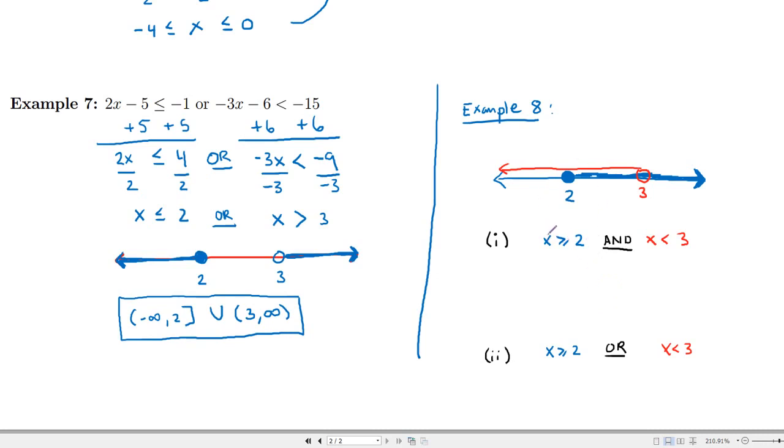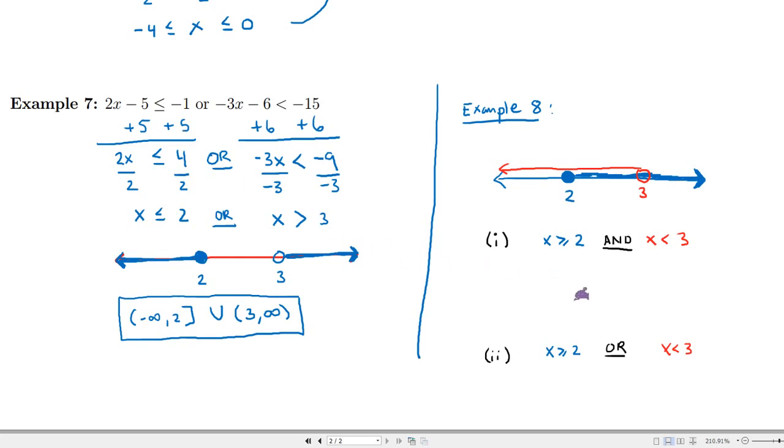So let's say that I had two inequalities, right? x is greater than or equal to 2, and x is strictly less than 3. Okay, so let's see what happens if I combine these two with an and or an or. So here's the graphical representation. x is greater than or equal to 2 would be the solid blue area, and x is less than 3 would look like this red region over here.